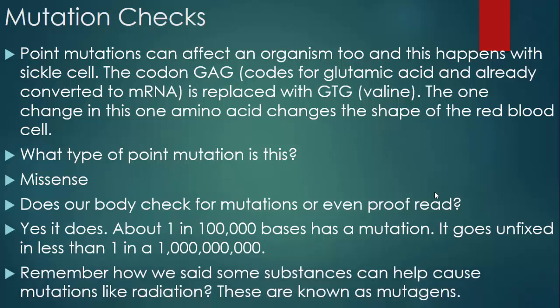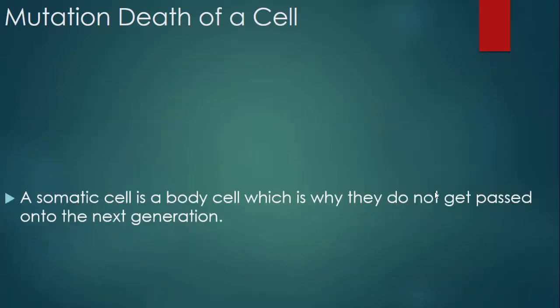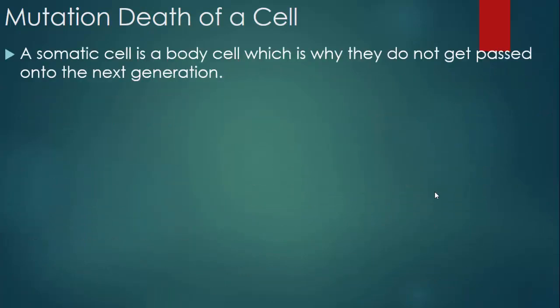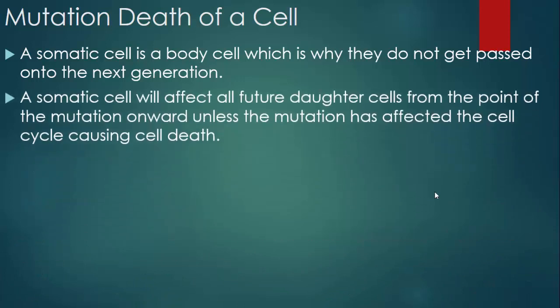So remember how we said some substances can help cause mutations like radiation? We call these mutagens. All right, mutation or death of a cell. So a somatic cell is a body cell, which is why they do not get passed on to the next generation, because your body cells are 2n cells or diploid cells, and they're not involved in offspring or sexual reproduction at all. Now, a somatic cell mutation will affect all future daughter cells, but not your daughters or your sons, just the new existing cells in your body from the point of the mutation onward, unless the mutation has affected the cell cycle, causing cell death.